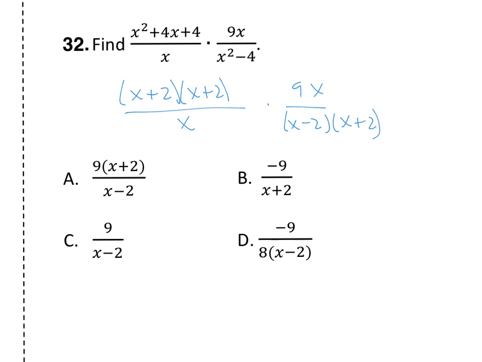And now I'm going to cancel out some similar terms here, cross products, and I'm going to take away an x and an x here. So what I end up getting is 9 times the quantity x plus 2 all over x minus 2, which here for us would be letter A.